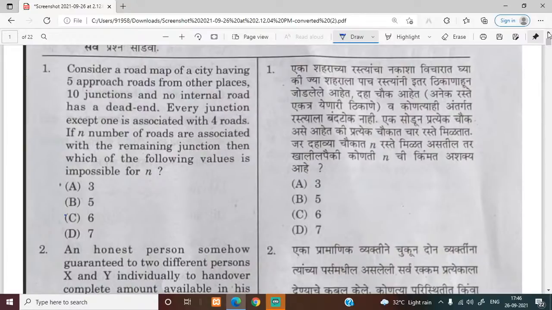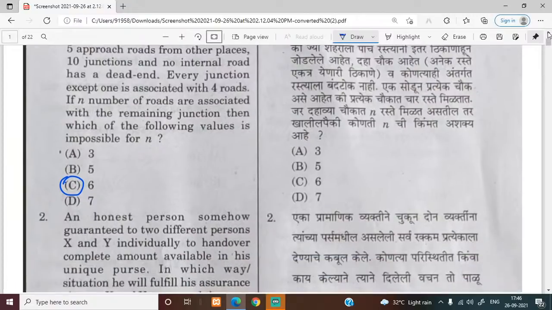So, question number 1, the right answer is option C. The impossible value for n is option C, which is 6. Okay. So the right answer here is option C. Next question.